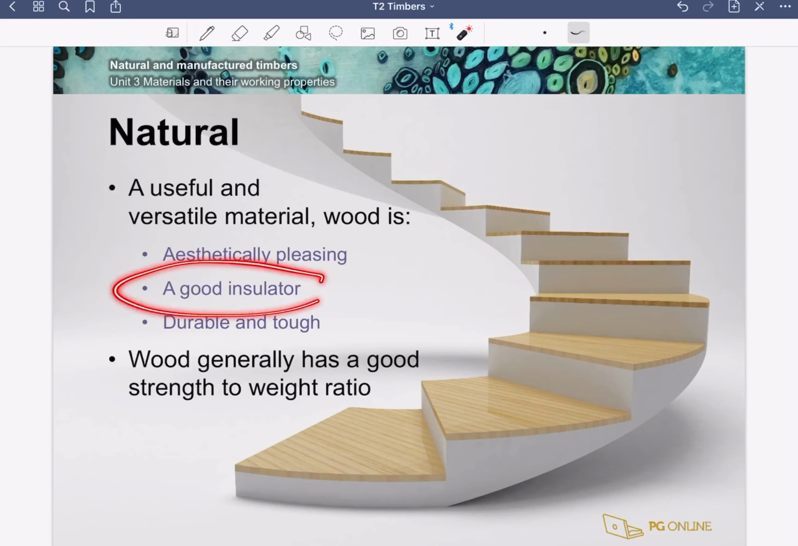Wood's also an excellent insulator. You'll see a lot of houses and a lot of products can have wood as an insulator. Particularly houses in America tend to use wood, and they have the main structure of the building, but also the slatting and the cladding on the outside makes it a great insulator, because also, as it says on the next one, it's durable and tough, so it can withstand force from the weather and the elements around it, as long as it's treated and stained and protected correctly.